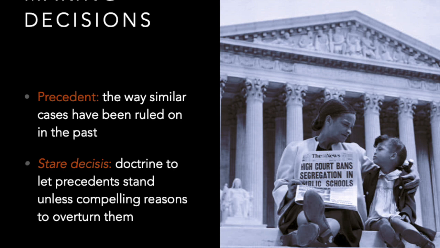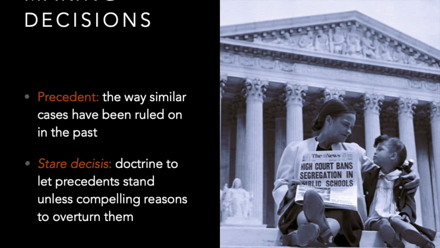The entire system, though, is built on the legal doctrine of what's called stare decisis. Now, this is a Latin term. When you get into the court system, you end up finding a lot of Latin terms because that's just what they do. And stare decisis literally means let the decision stand. It's the doctrine that if there's a precedent out there, then the precedent needs to be followed unless there are really compelling reasons to overturn it.